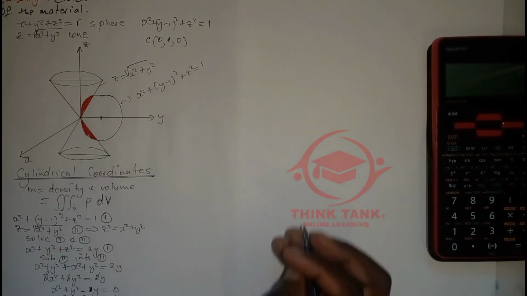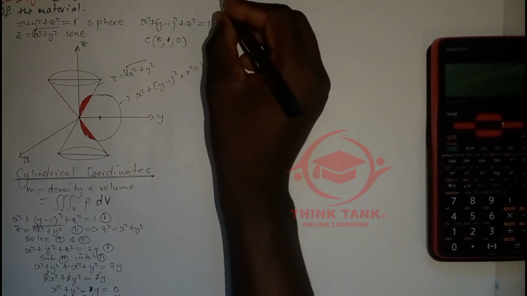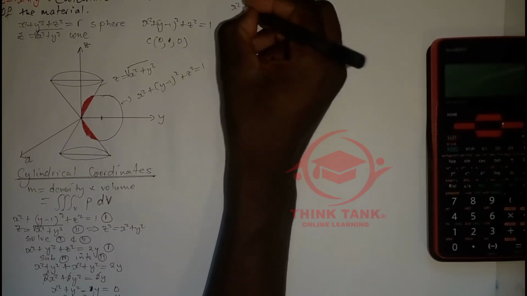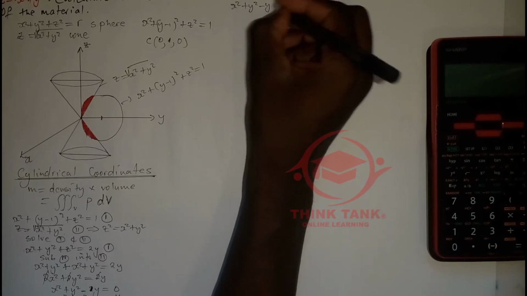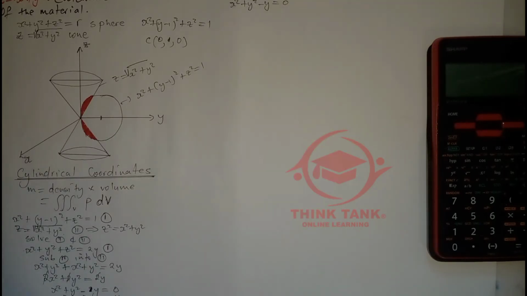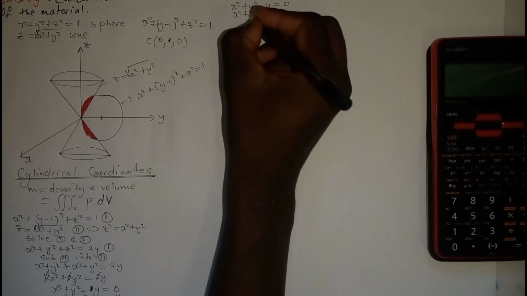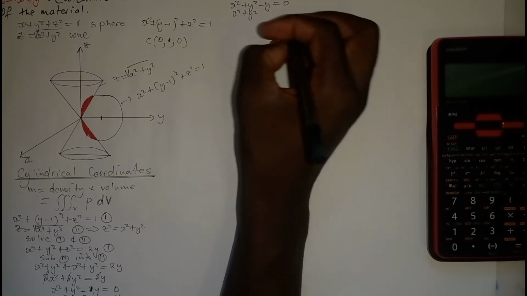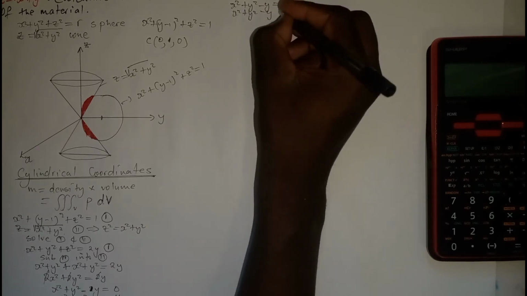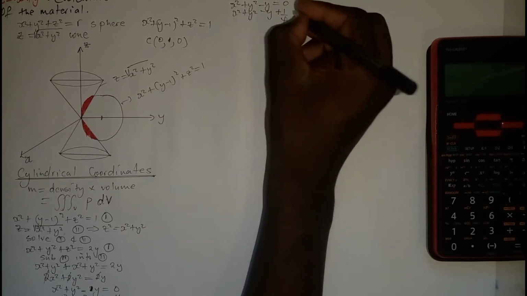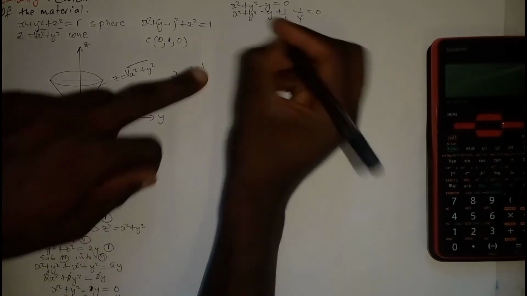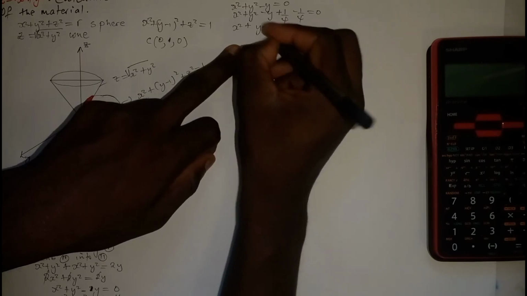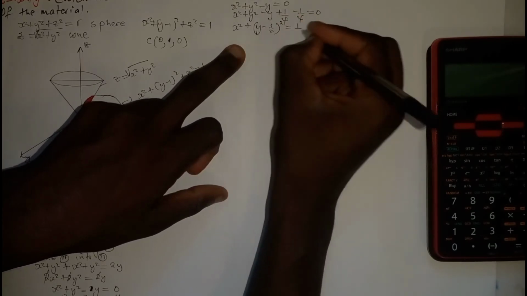So now I'm going to complete the squares here. I have x squared plus y squared minus y equals 0. The coefficient for y here is 1 divided by 2, that is going to give me half, and I'm going to square it. I'm going to have minus y plus 1 over 4. Then I'm going to move this 1 over 4 to the other side, and we're going to have x squared plus y minus 1/2 squared equals 1/4.